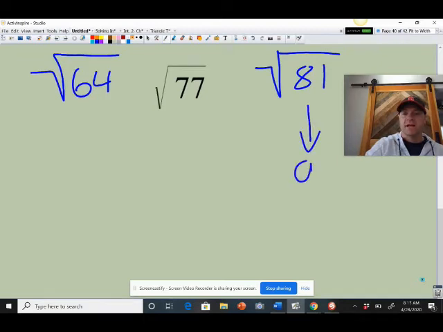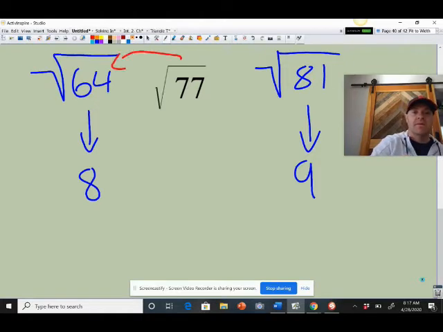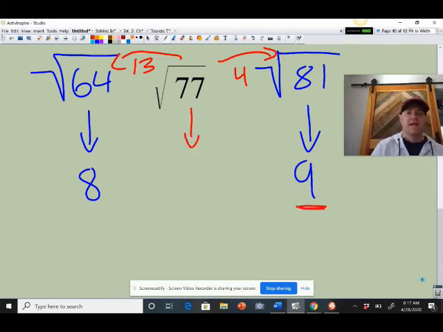The square root of that is 9. And the square root of this one is 8. So I know that the square root of 77 has to be somewhere in between those two numbers. I am going to be 13 numbers away from that. And it looks like I'm only 4 numbers away from that. So I'm really close to this square root of 81. That means my estimate is going to be really close to 9.